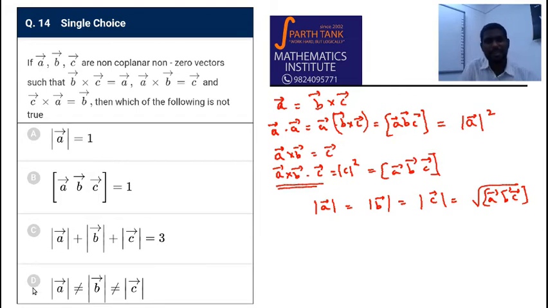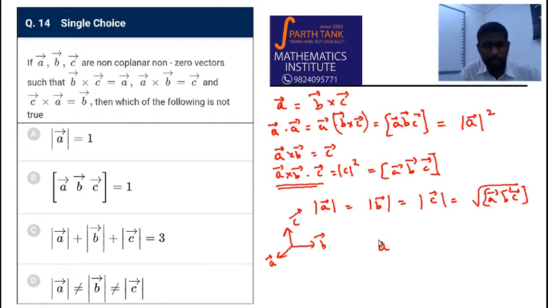But let us just try to prove the other things also. How to show that each has mod 1. Now you see, A is B cross C, C is A cross B, C cross A is B. Now A is B cross C means A is perpendicular to both B and C. Here C is perpendicular to both A and B, B is perpendicular to both C and A, which means A, B, C are mutually perpendicular, right? They are all like the coordinate axis, the i, j, k vectors. A, B, C are mutually perpendicular.